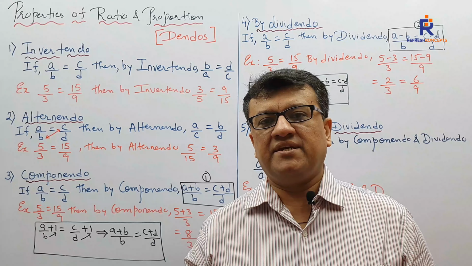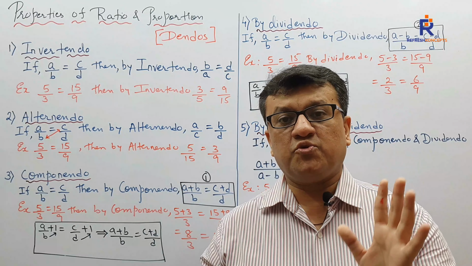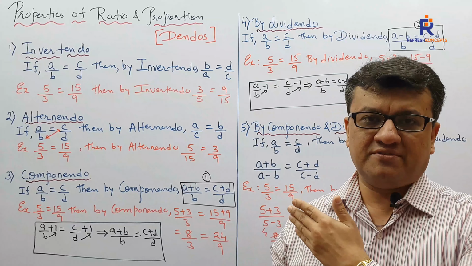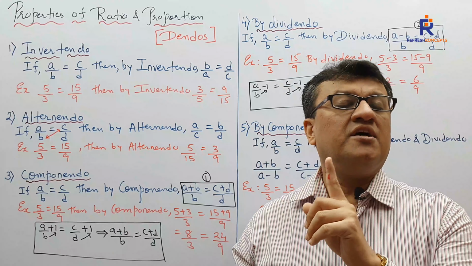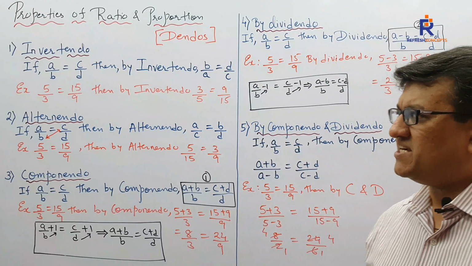Children, keep this in mind. Whenever they say using properties of ratio and proportion, solve so and so, that means you have to make use of these operations. Not by some other way can you get the answer, and you should get the answer this way. Please have a glance once again.